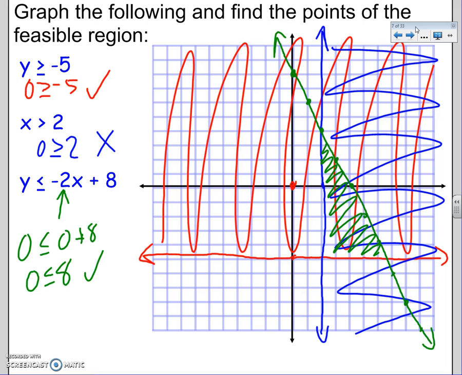Now they want the points, the vertices of that. So I need this point right here, which is 2, 4. This point right here, because that's the edge of my triangle, that is 2, -5. And this point, we know the y is -5. The x is actually in the middle, so 6.5. 2, 3, 4, 5, 6, 6.5. That's it. So here's our triangle. That's the feasible region, and the vertices are 2, 4; 2, -5; 6.5, -5.